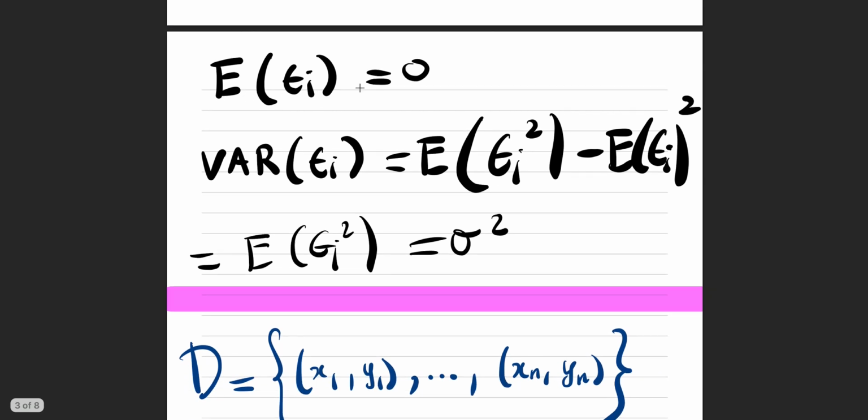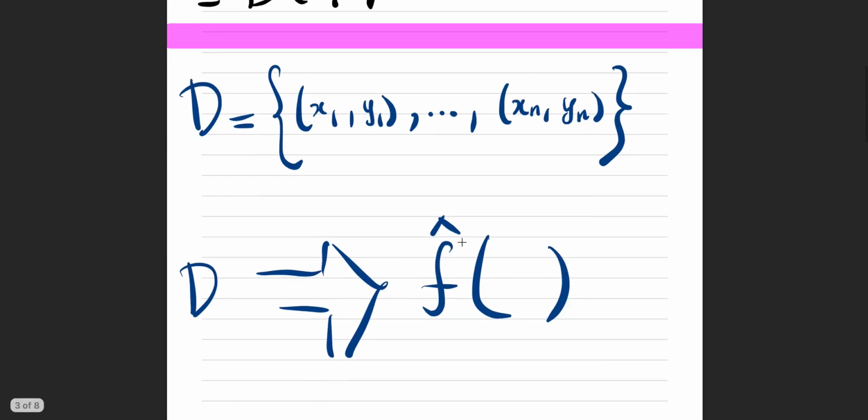Zero mean means the expected value is zero. If the expected value is zero, then the variance is the same as the expected epsilon i squared, because the expected value of epsilon i is zero, so zero to the power of 2 is 0, so that's it.